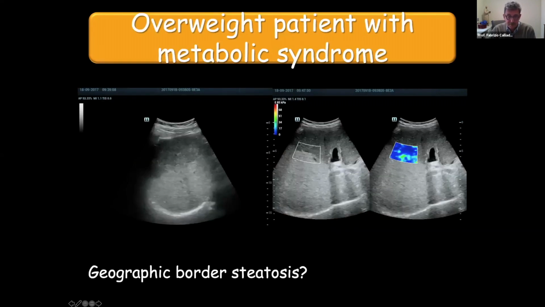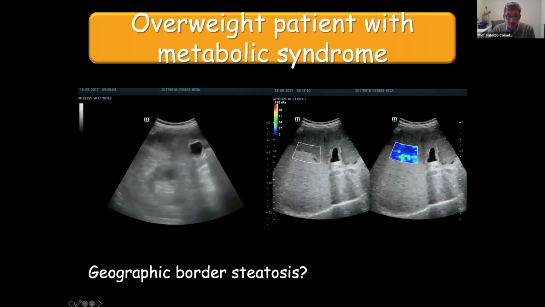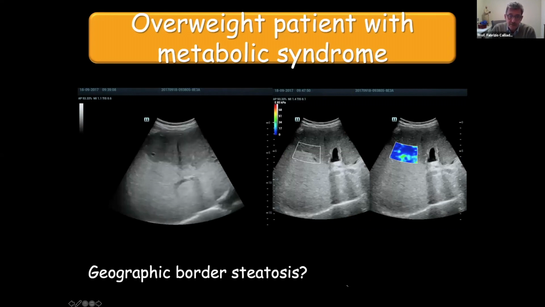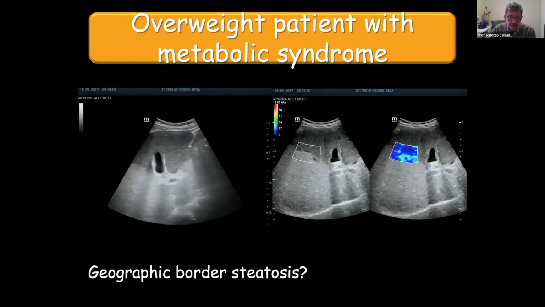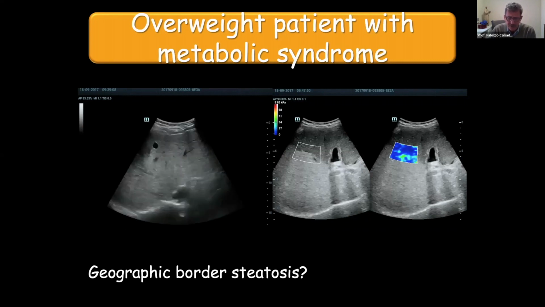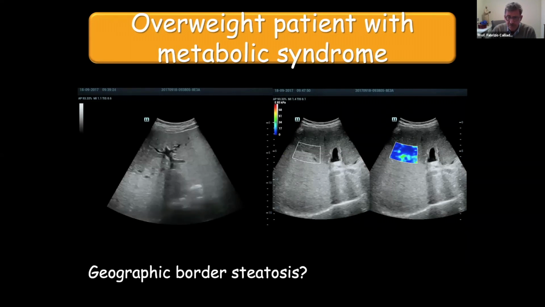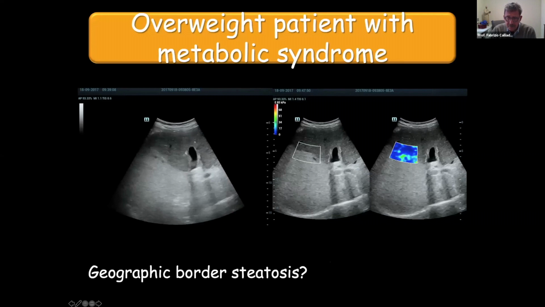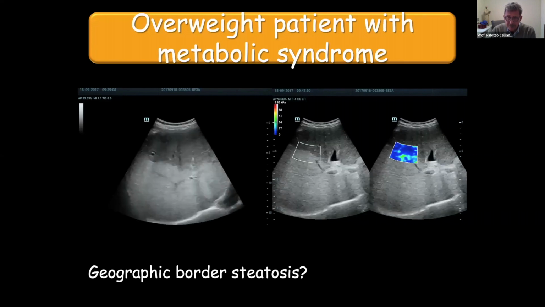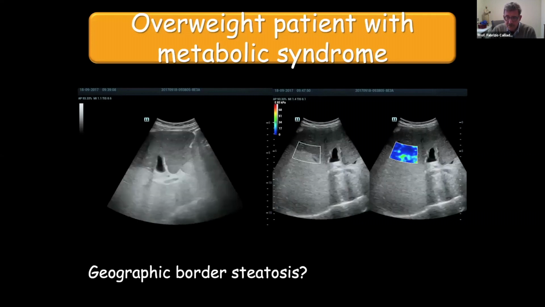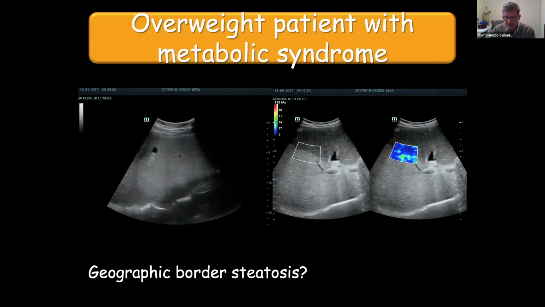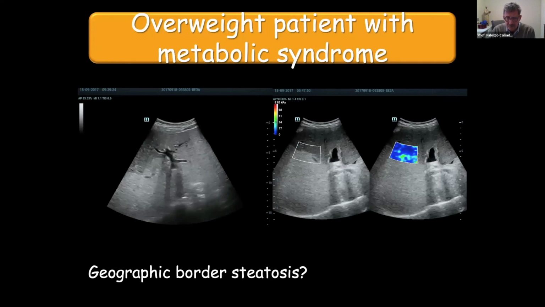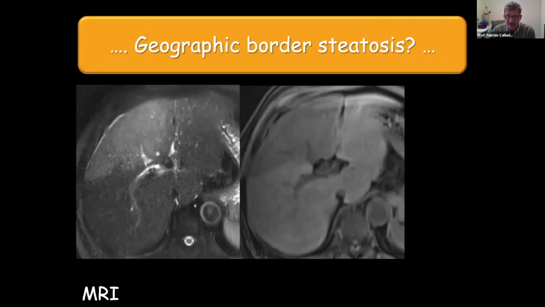Okay, this is a strange case for me. It is an overweight patient with metabolic syndrome, and I was thinking about geographic border steatosis at the beginning. We tried to understand what is happening with elastography, but apparently the area with more fat was more stiff. This is confounding. I don't know if it's very helpful, but I use it every day anyway.